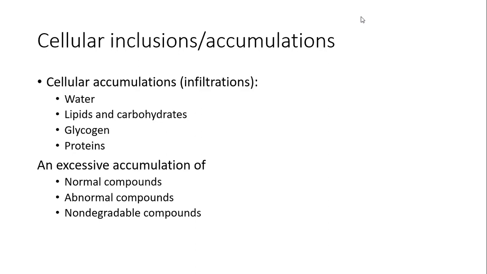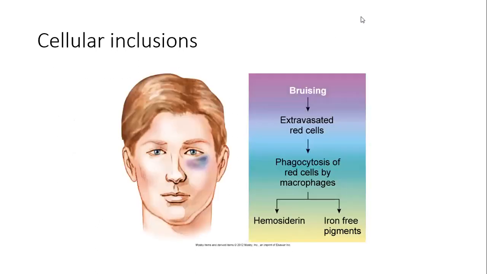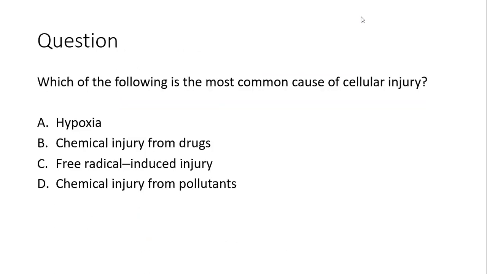So, for example, if a person has jaundice, you can see that because there's an accumulation of the pigment that's a byproduct of bilirubin in the cell, and a person that's exposed to coal dust will have silica, which is just a non-degradable compound that's stuck in the cell and interferes with its function. And bruising is another example of an inclusion. That's when you see the hemosiderin and the iron-free pigments that build up in the cells, but it's temporary.